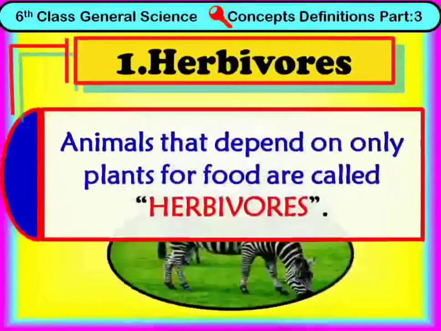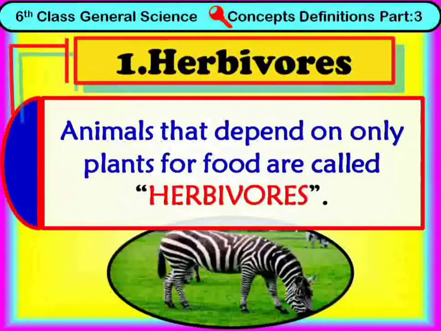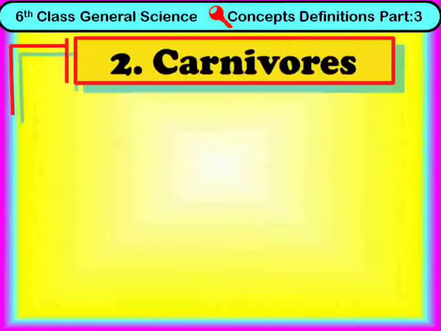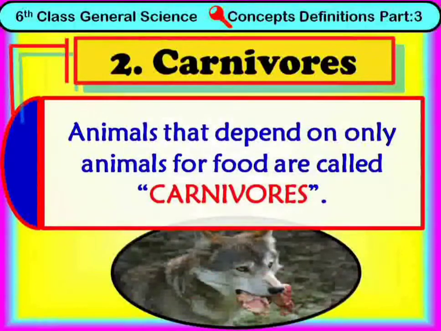Herbivores. Animals that depend on only plants for food are called herbivores. Zebra, cow, buffalo, deer are a few examples for herbivores. Carnivores. Animals that depend on only animals for food are called carnivores or carnivorous animals. Lion, tiger, fox are a few examples for carnivores.